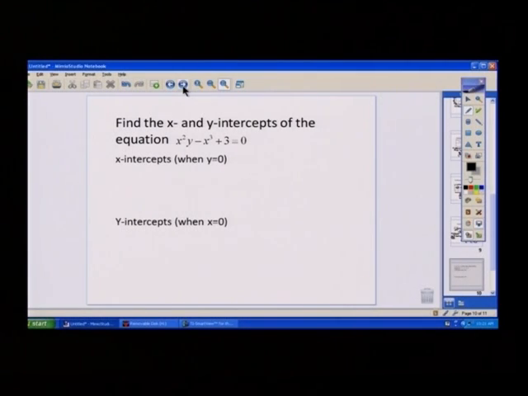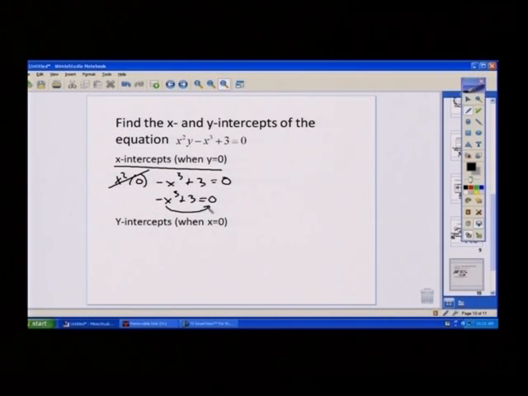So I would like you to try to find the x and the y-intercepts of this equation: x squared y minus x cubed plus 3 equals 0. Okay. So for the x-intercept, y is 0, so x squared times 0 basically just cancels that out. That would be 0. So I have negative x cubed plus 3 is equal to 0.